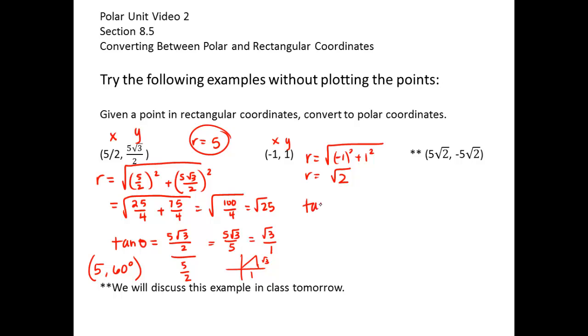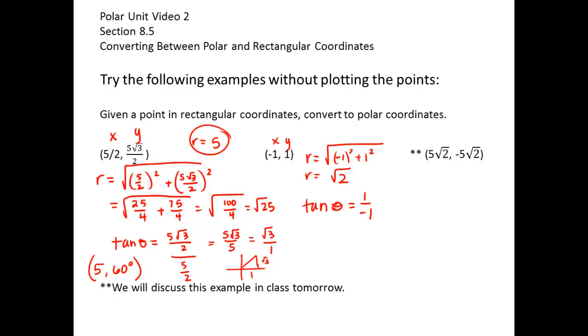So tangent of theta will equal 1 over negative 1. Well, what quadrant is this located in? The quadrant it's located in is the second quadrant. So I just have to come up with what value tangent equals negative 1. Well, it's a 45-degree angle.